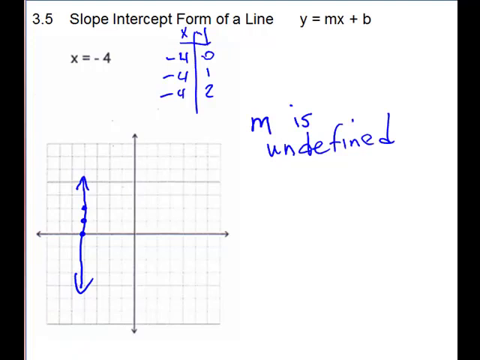And the y-intercept. For this problem, there is not a y-intercept. There's an x-intercept, but that's not what it asks. Y-intercept would be, does it go through this y-axis? It does not. It is parallel to that y-axis, so there is no y-intercept on this problem.